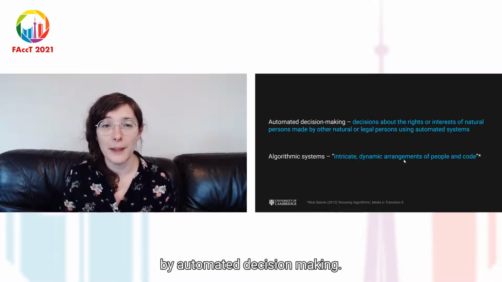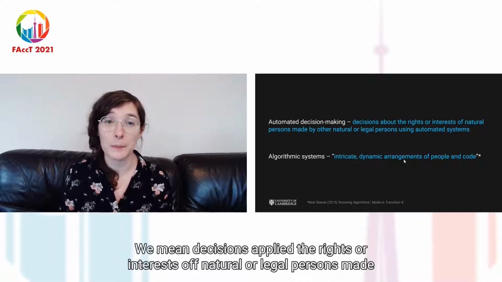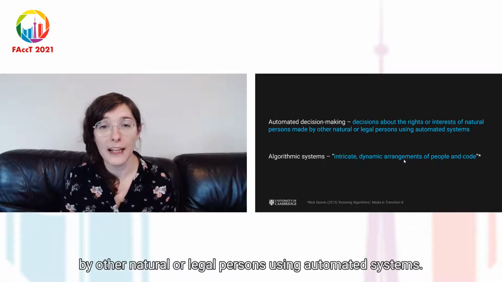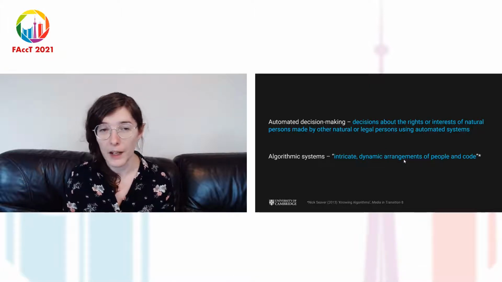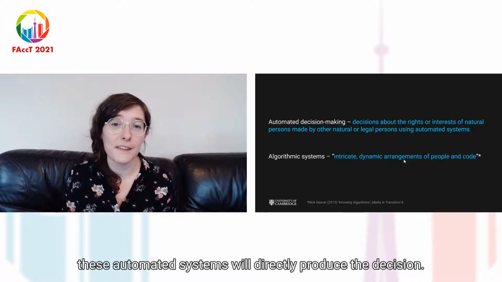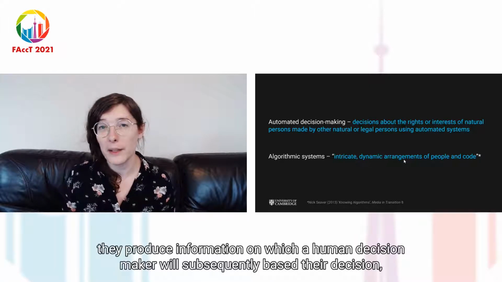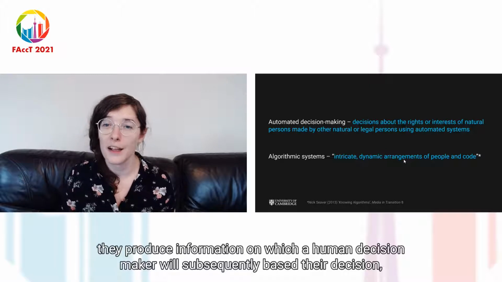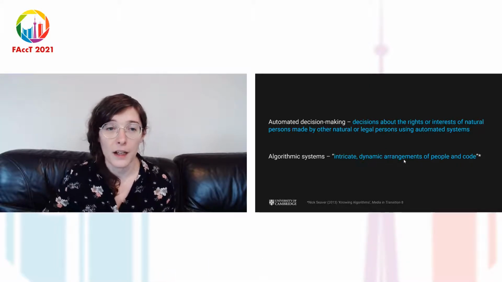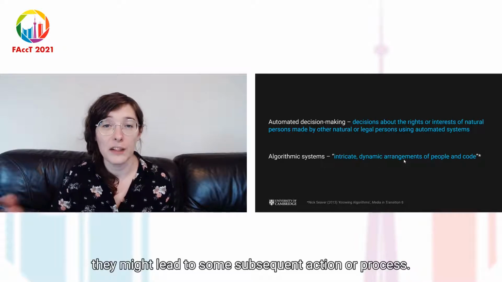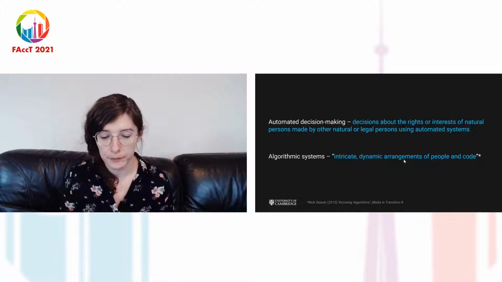By automated decision-making, we mean decisions about the rights or interests of natural or legal persons made by other natural or legal persons using automated systems. In some cases, these automated systems will directly produce a decision. In others, they produce information on which a human decision-maker will subsequently base their decision, either in whole or in part. They might lead to some subsequent action or process, perhaps connecting to other automated systems.